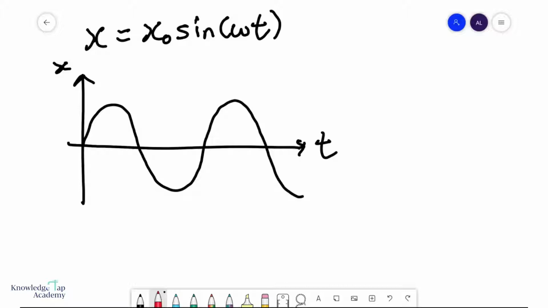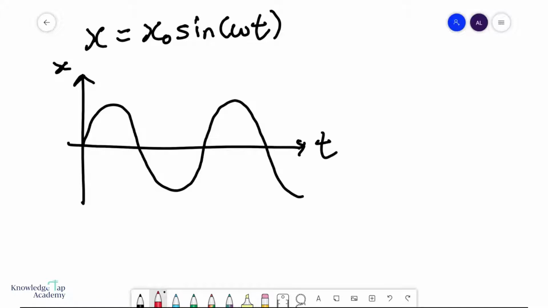Now that we have seen that an SHM can be characterized with this formula over here, it's time to get into the nitty-gritty technical terms of certain things in an SHM. So of course, the graphical representation is one of a sinusoid, as you see over here. Okay, now some technical terms.